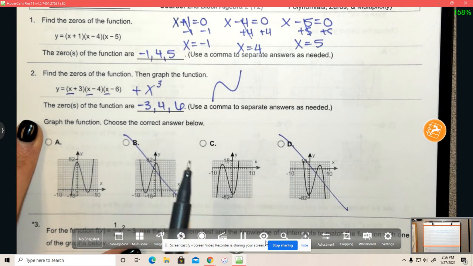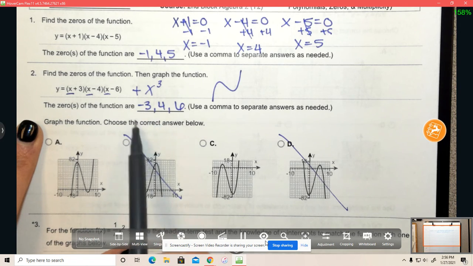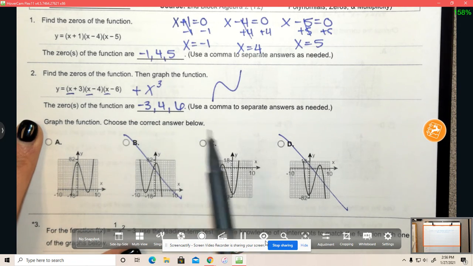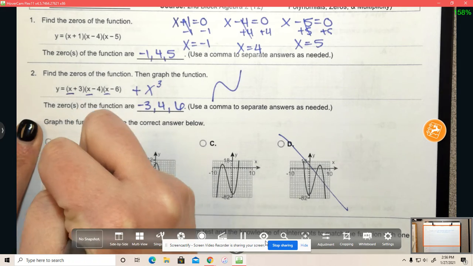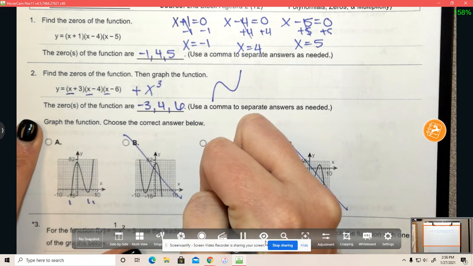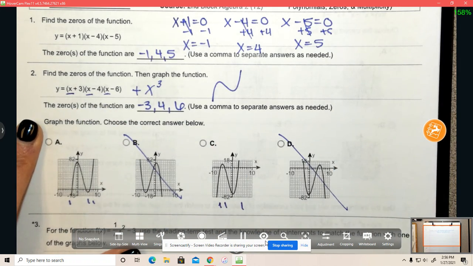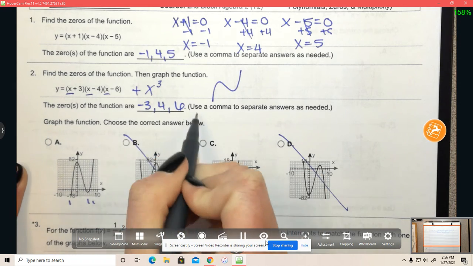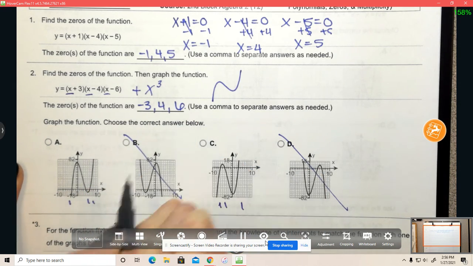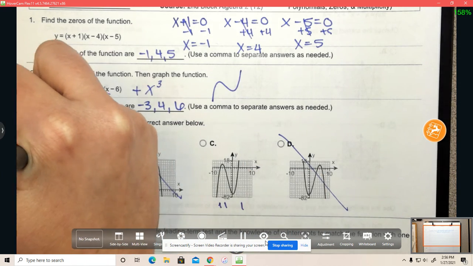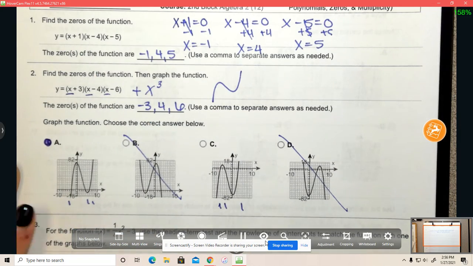Now, let me look for my x-intercepts. I have a negative one and two positive. So over here I have a negative and two positive. Over here I have two negatives and one positive. So the negative 3, 4, and 6, that would match A. So that's the one I'm going to choose. Okay?